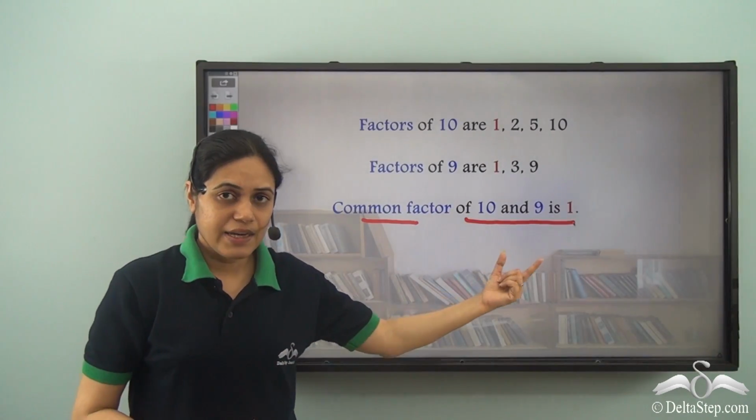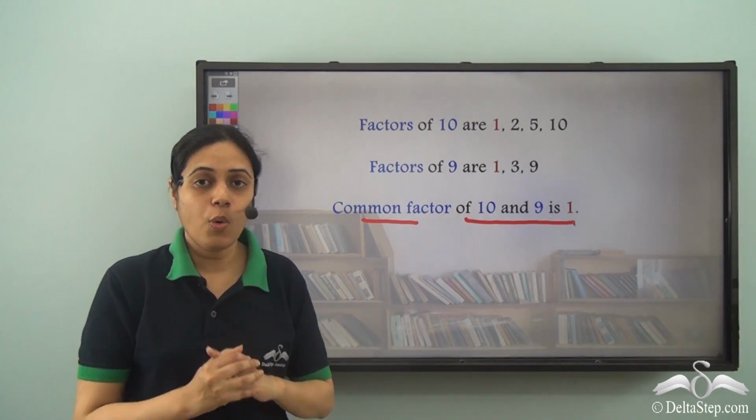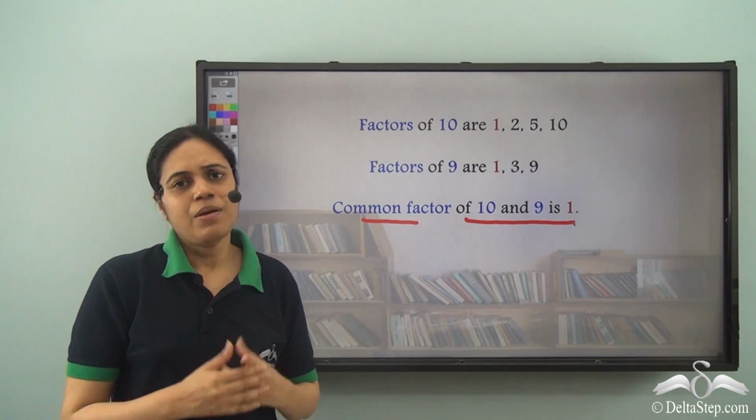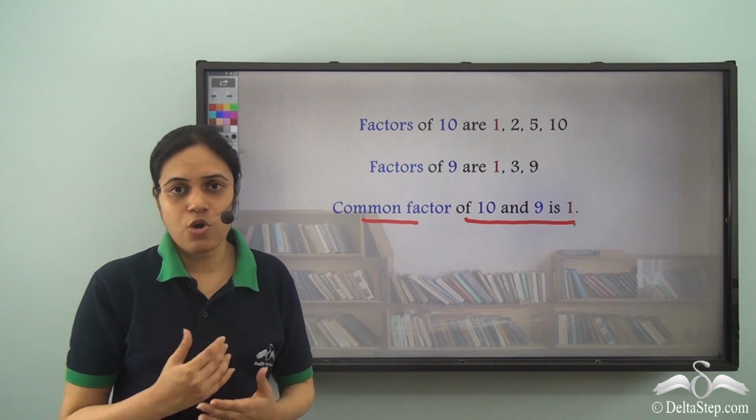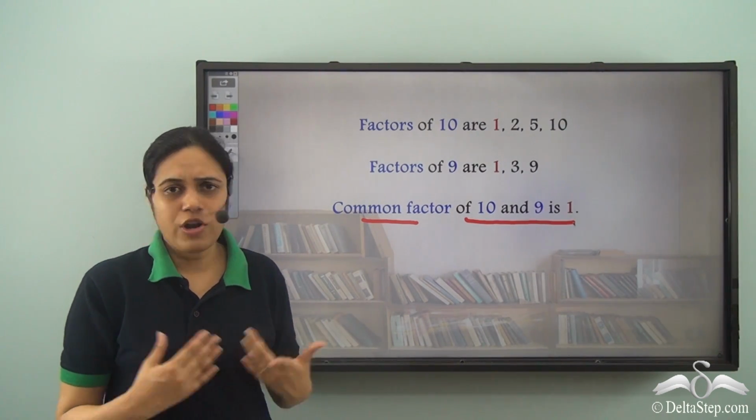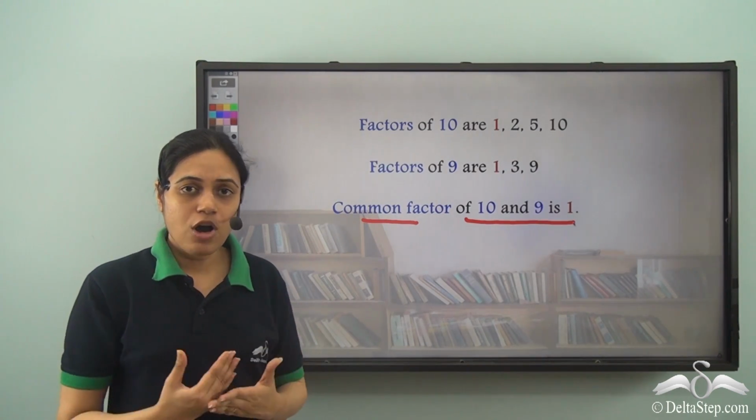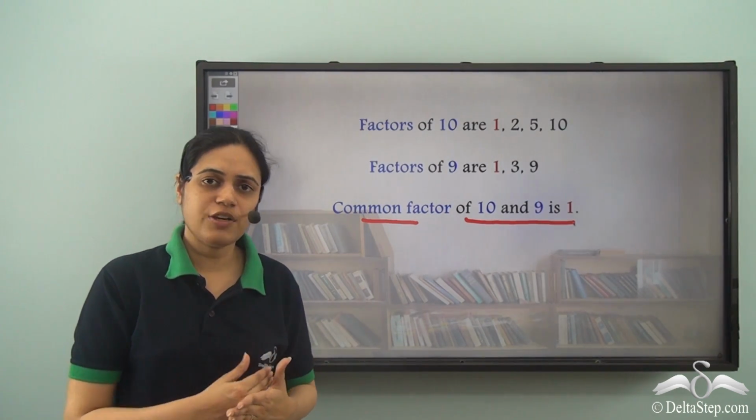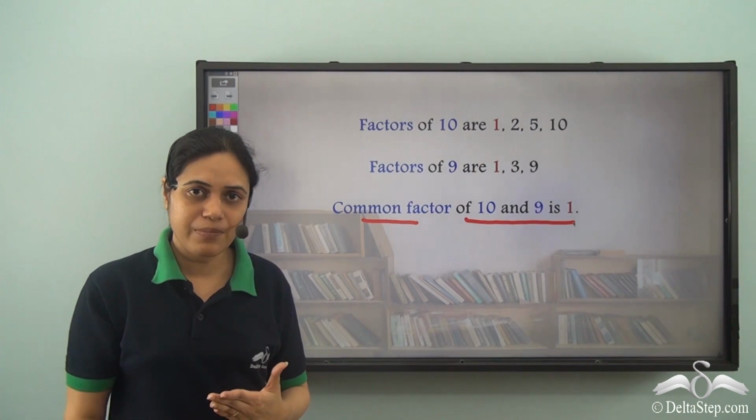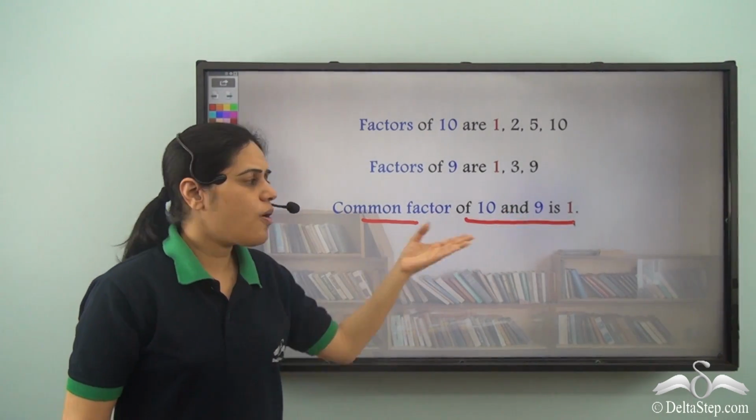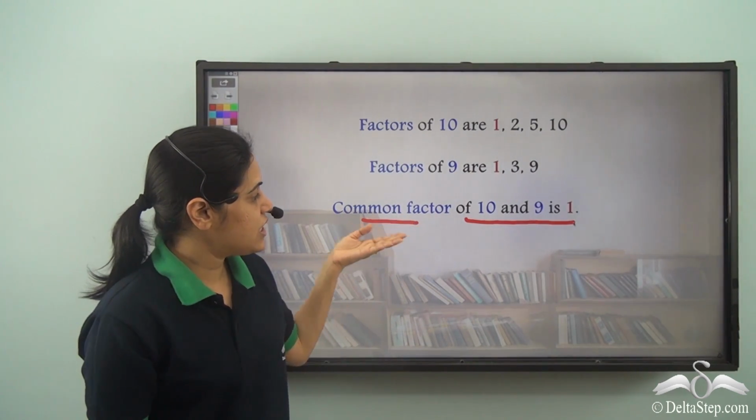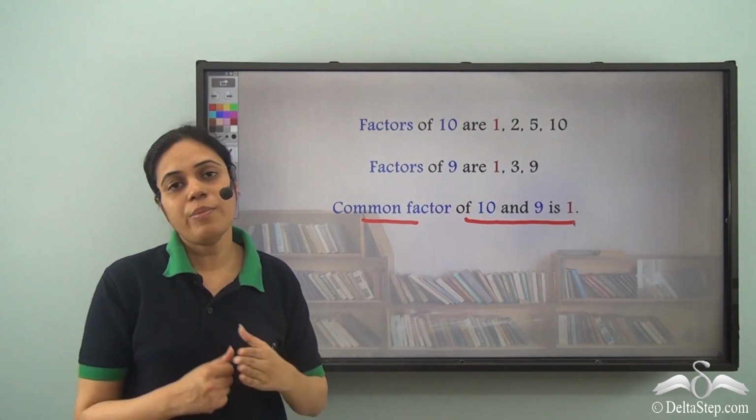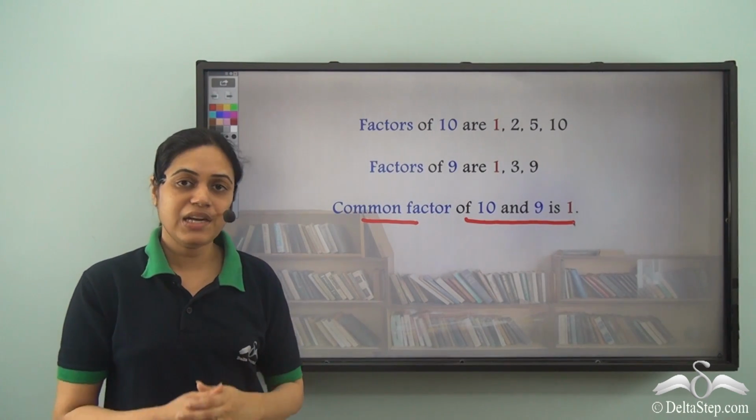Now for 10 and 9, 1 is the only common factor. But 1 is a common factor of any two numbers or any three numbers or any four numbers, because 1 is a factor of each and every number. So 1 is a common factor of any two numbers. In this case, we see that 1 is the only common factor of 10 and 9.